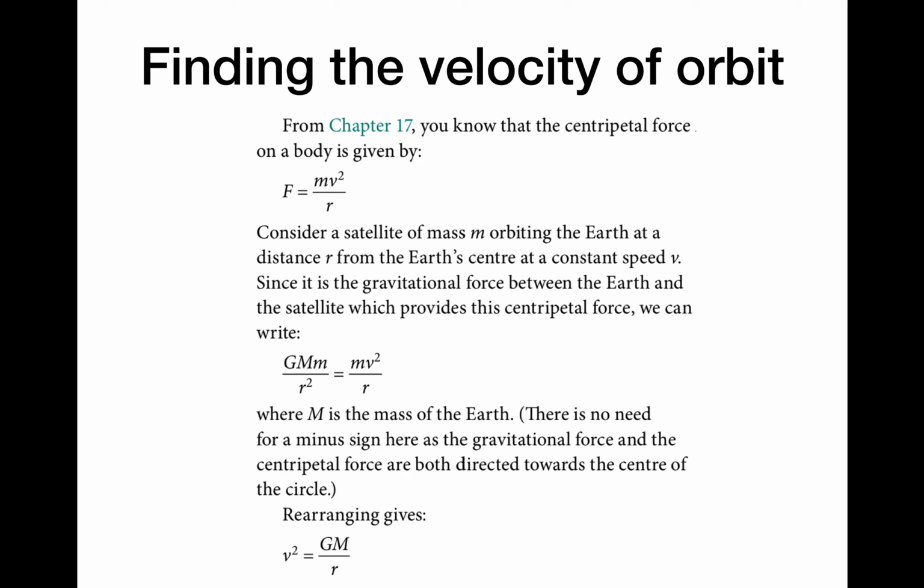So you'll do cancelling, you'll shift the variables to one side, and then rearranging will give you v square is equal to GM over r. So you just put in the values and then take out the square root. Also, do note that the small m gets cancelled out. And this is very important.